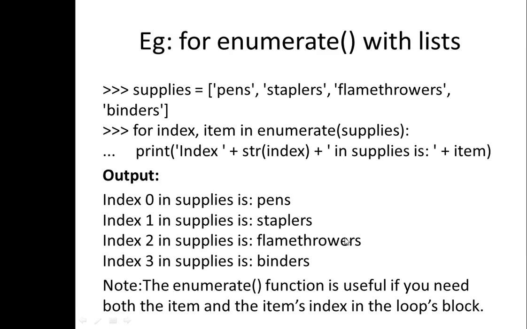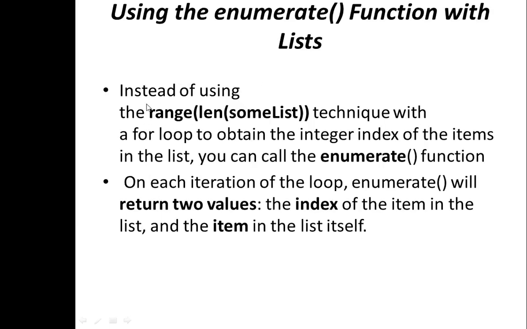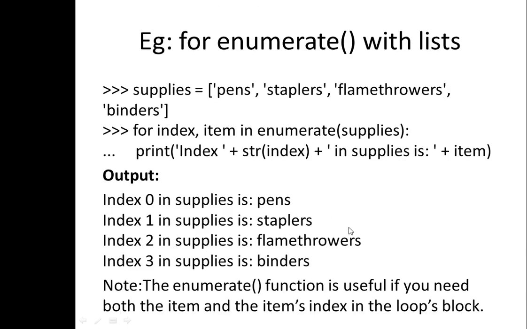Just to revise, what does enumerate do? Instead of using the range of length of some list technique which we have used in a for loop, we can replace it with the enumerate function, and on each iteration enumerate will return two values: one is the index of the item and the second one is the item in the list. We demonstrated the same thing with this example.